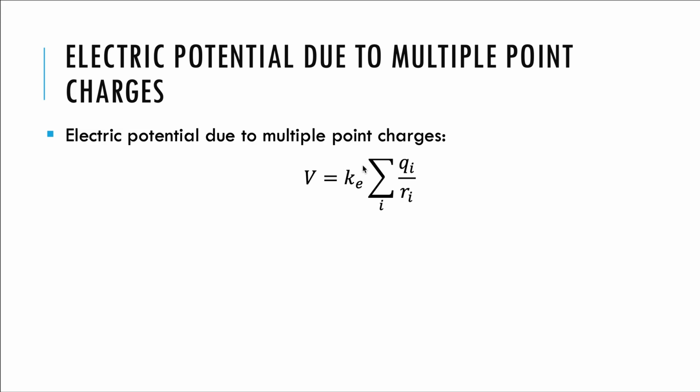The great thing about this is that it's not a vector, so you don't have to pay attention to direction, so it's a lot easier to find a potential due to a bunch of point charges than, say, to find the electric field due to point charges.